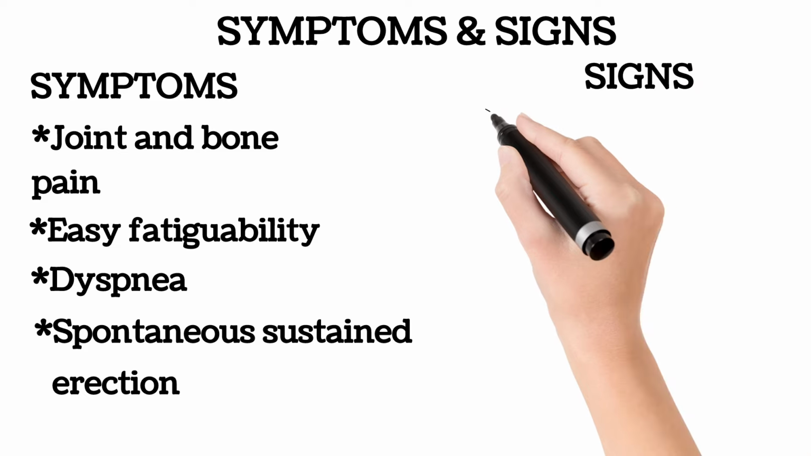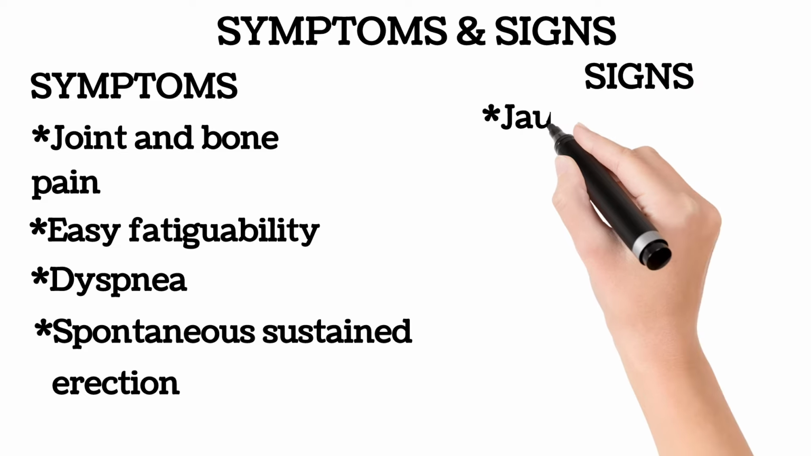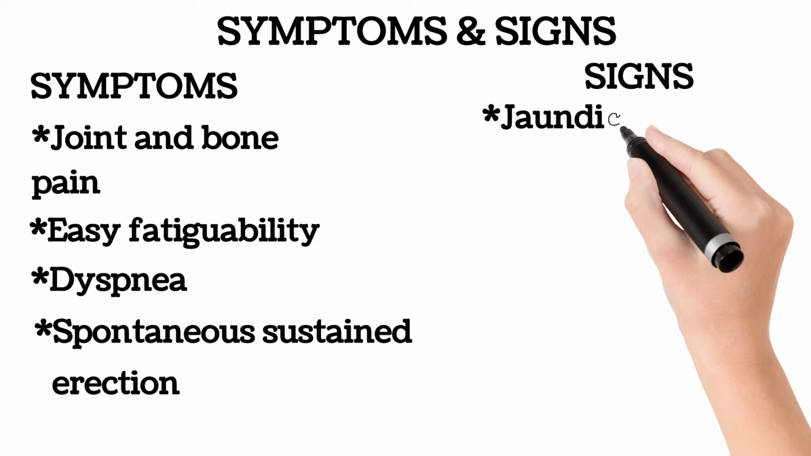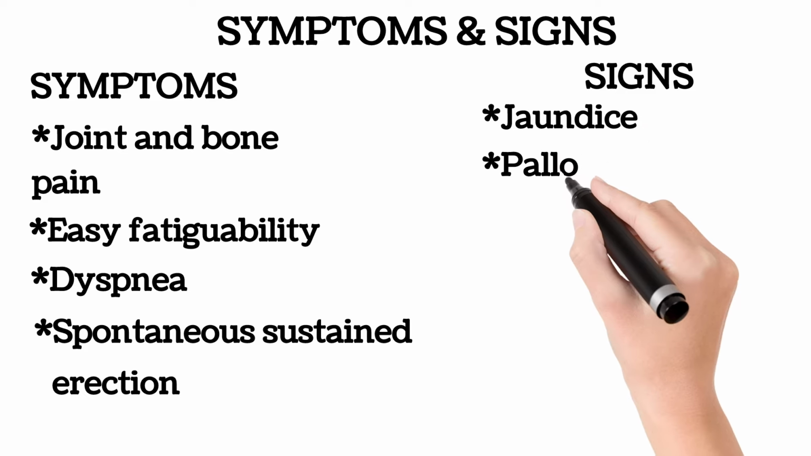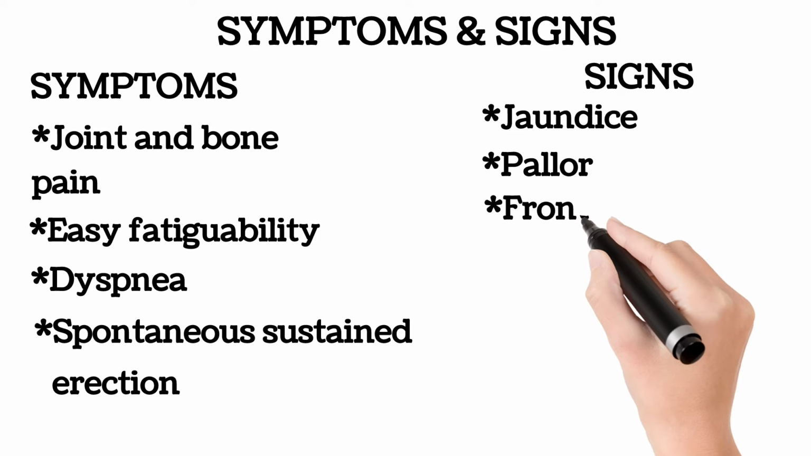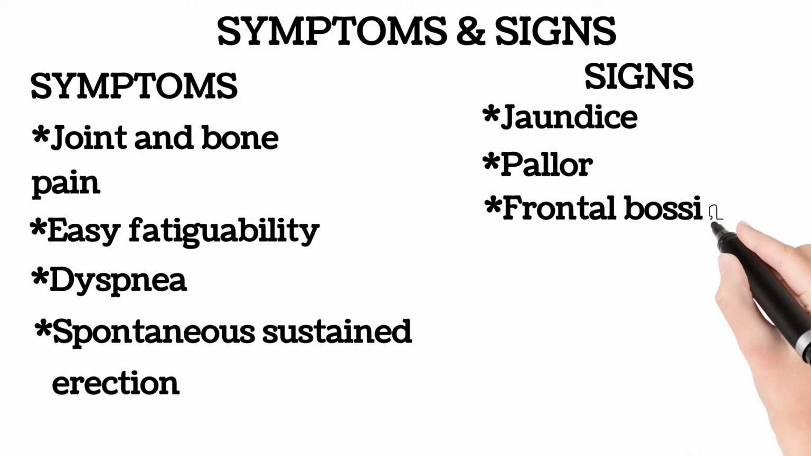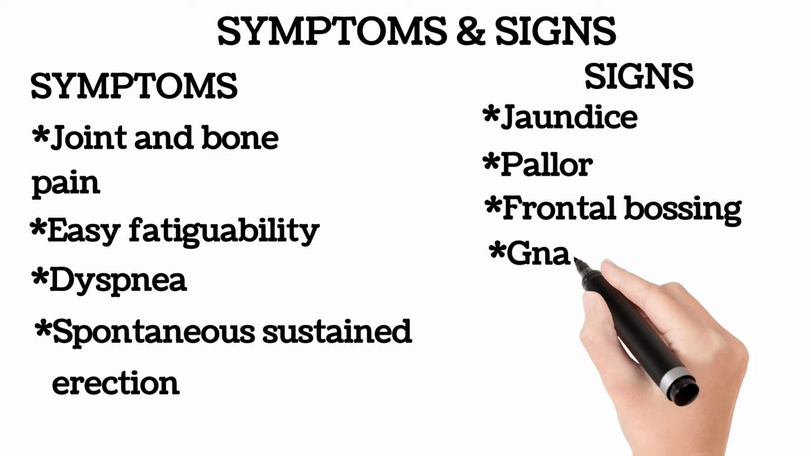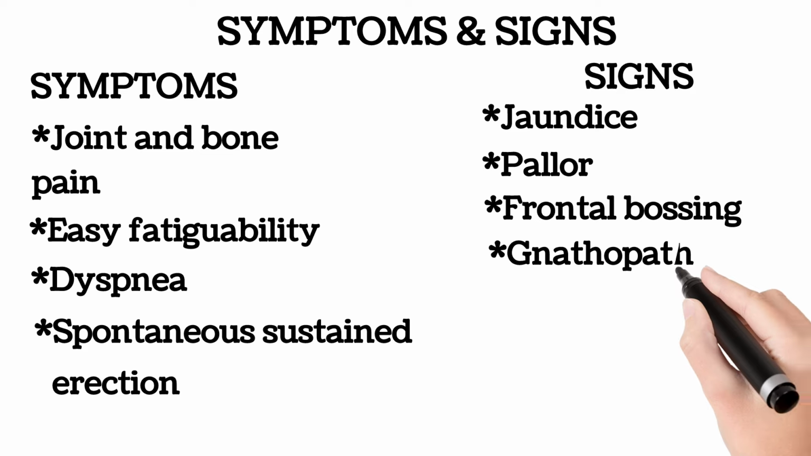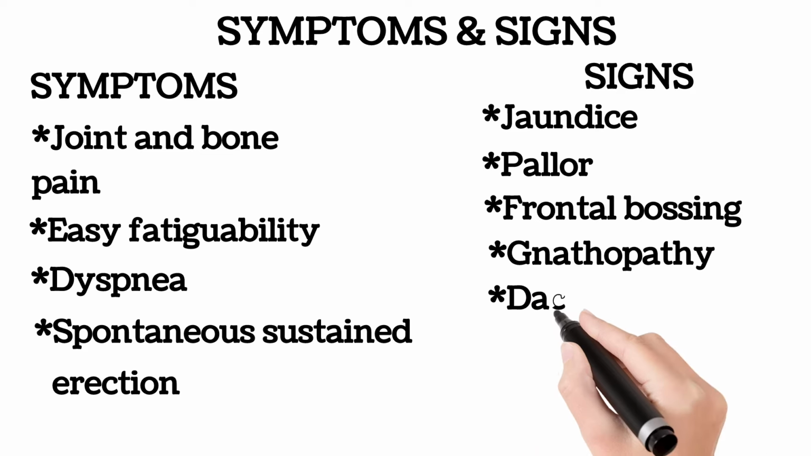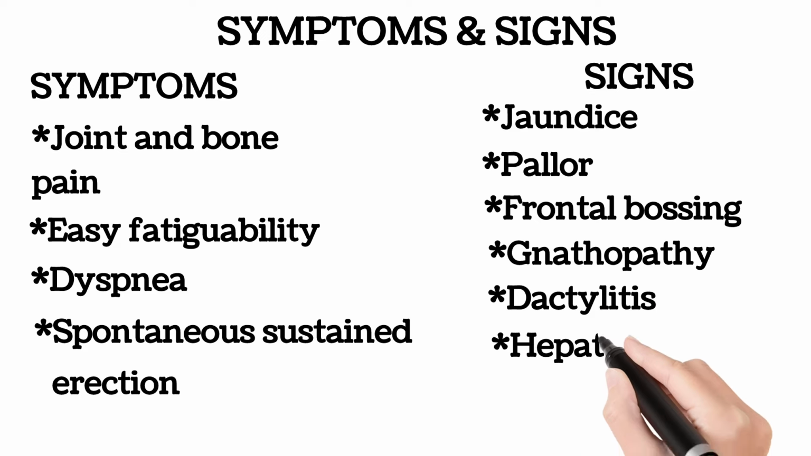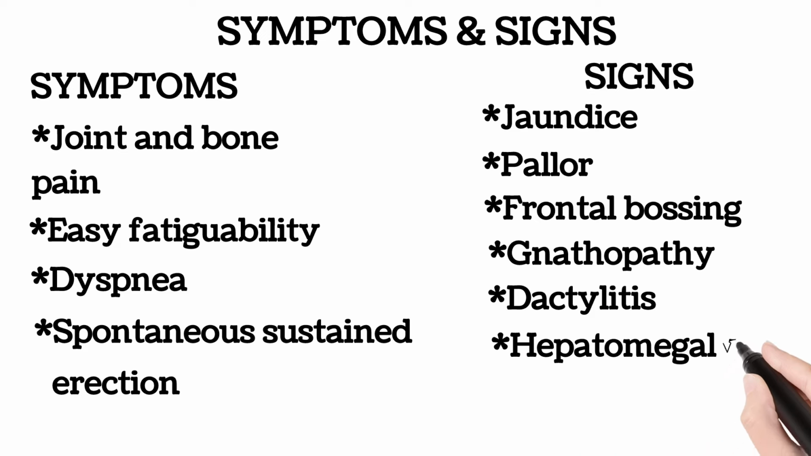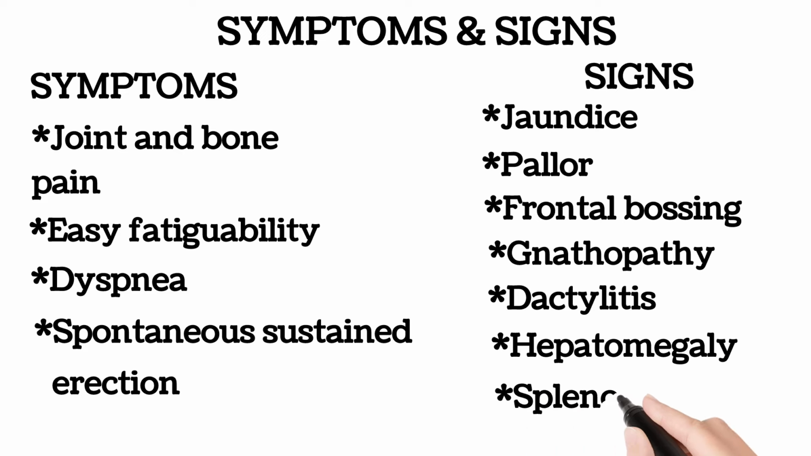Let's look at the signs of sickle cell anemia. So 1 is jaundice, that's yellowing of the sclera and other mucous membranes. They have pallor, frontal bossing, lymphadenopathy, dactylitis of the hands and foot, hepatomegaly as enlargement of the liver, and splenomegaly is enlargement of the spleen.